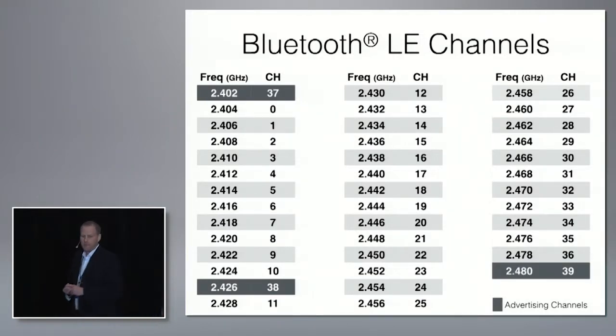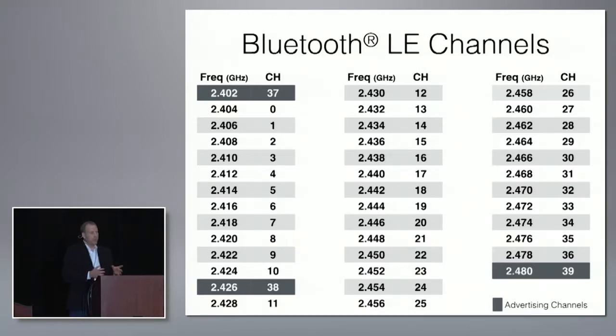When we look at LE channels, like I said, it's a little bit different than your BDR channels. In this case, they're 2 megahertz wide. So you have a total of 40 channels. And the channels I have highlighted in gray are the advertising channels. Again, those are the channels that are used for connections. And you can see that there's an advertising channel in the beginning of the spectrum, the middle of the spectrum, and the end of the spectrum to try to get devices to connect and associate to them. Okay? So a little bit different.